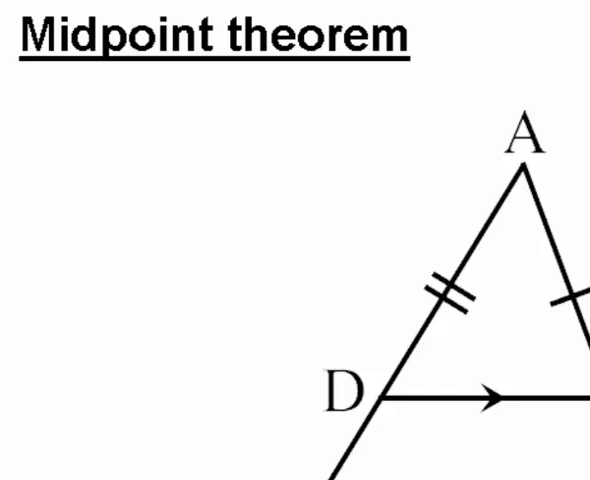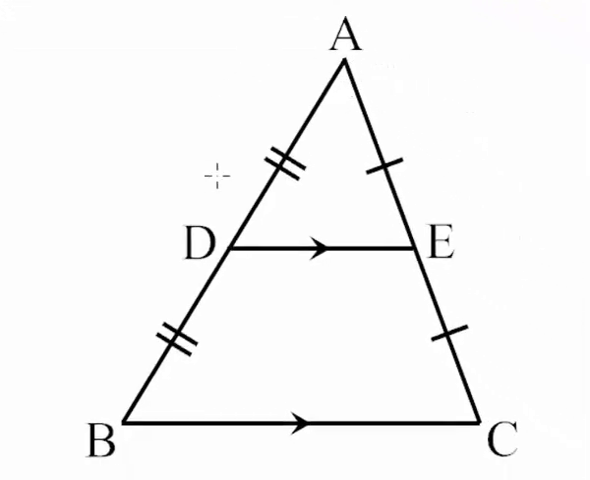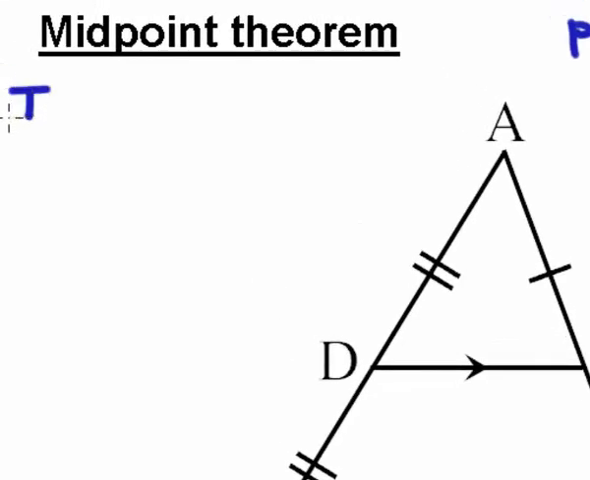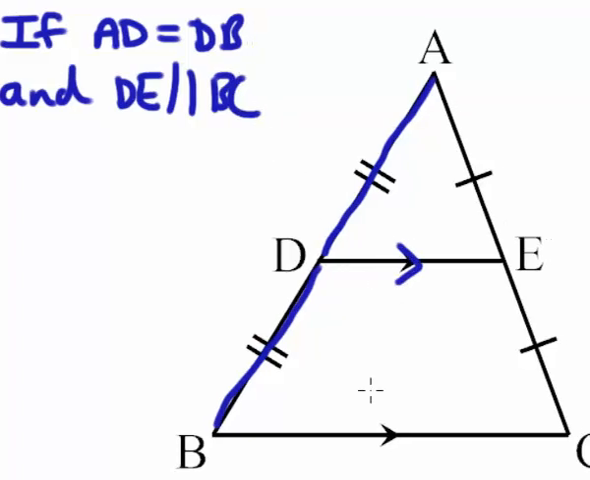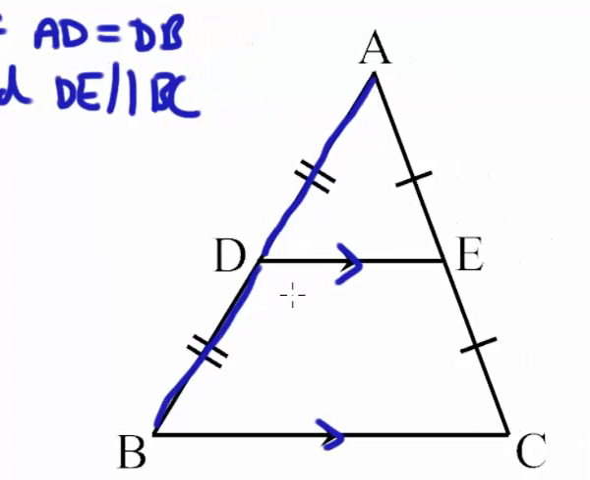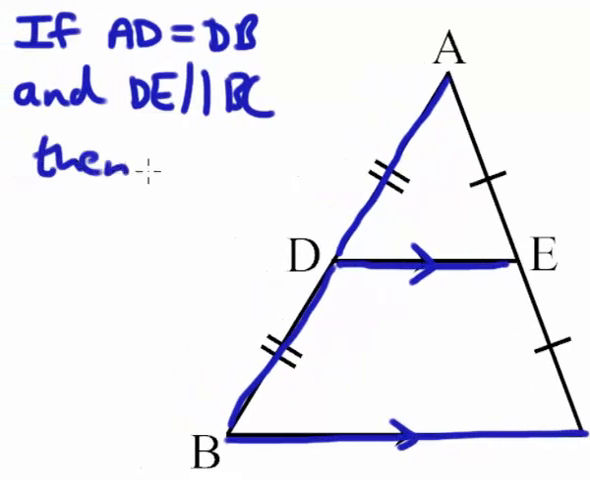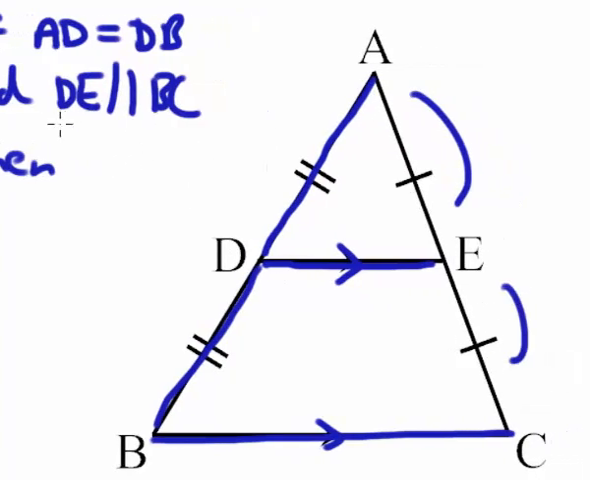It's still like Theorem 1, but you'll notice here you've got AD equal to DB and AE equal to EC. Now the midpoint theorem says, watch this carefully, there are many variations of this. If AD is equal to DB and at the same time DE is parallel to BC, so we've got those two, we can conclude that AE is equal to EC. This is the midpoint theorem.